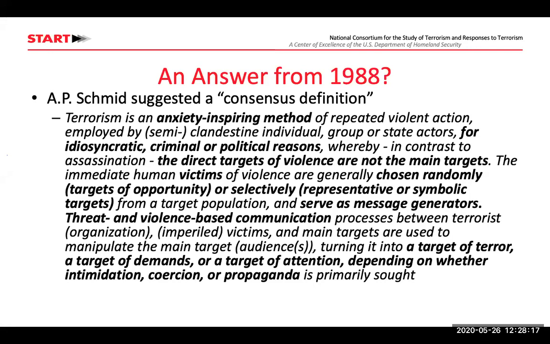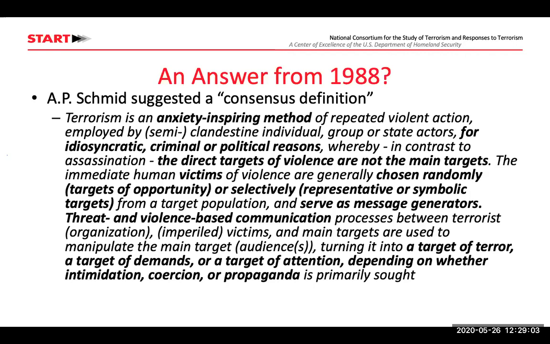Now, Schmidt gives us this answer. He gives us this consensus definition after looking through it, and he gives it back in 1988. He says, look, terrorism is an anxiety-inspiring method perpetrated by folks for idiosyncratic, criminal, or political reasons. The direct targets of the violence are not the main targets. They're chosen randomly, so these are targets of opportunity, or selectively, they're representative or symbolic targets. And they serve as message generators. So you have threat and violence-based communication happening here. And really the target of terror, target of demands, target of attention, depends on whether it's intimidation, coercion, or propaganda.